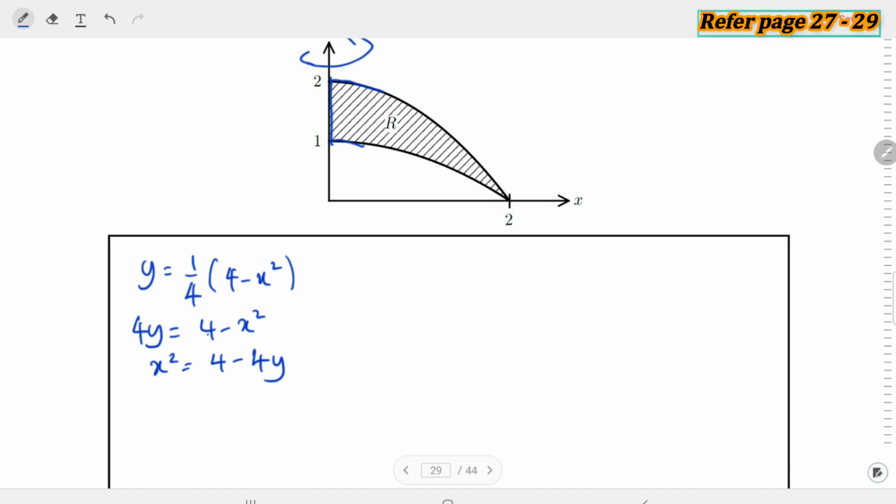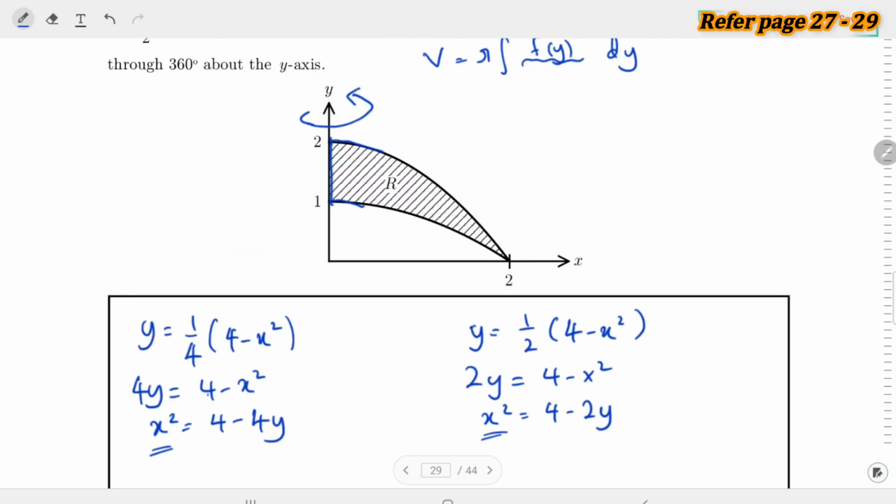And then the other curve, y equals 1 over 2 (4 minus x squared). So 2y equals 4 minus x squared, and then x squared equals 4 minus 2y. I just let the function here be x squared, not x, because later in this formula we are going to use x squared.